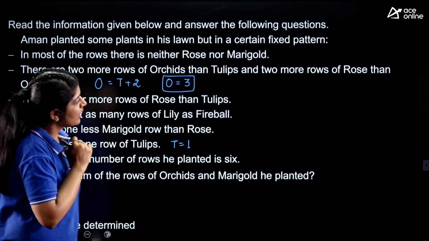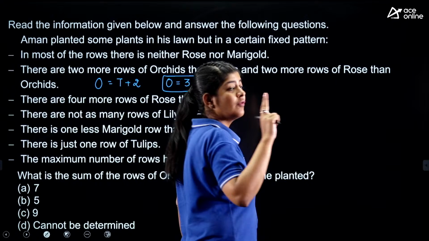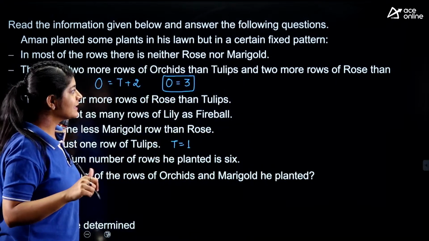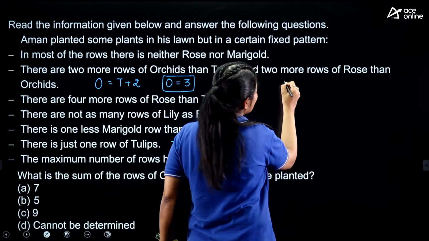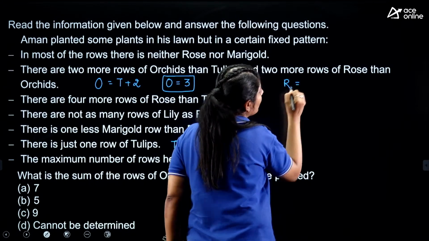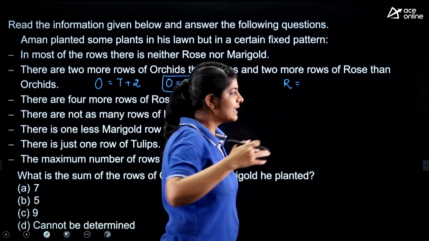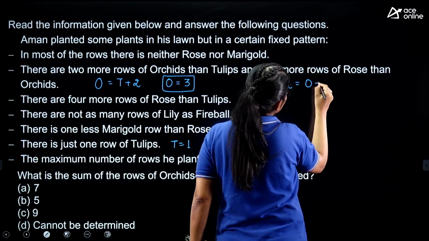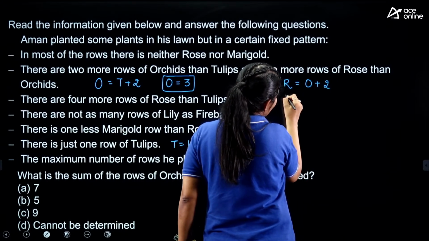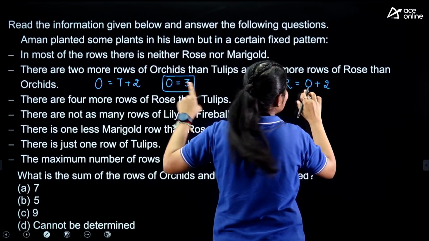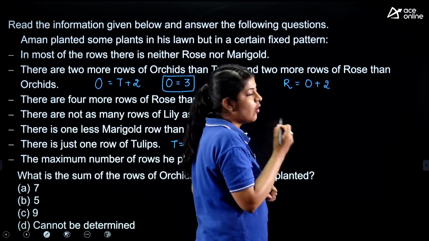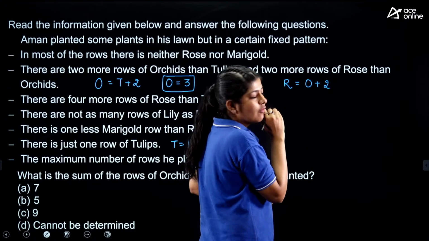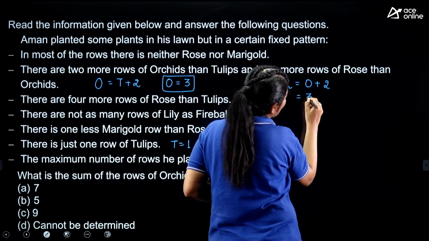Right? Next. And two more rows of rose than orchids. So the question is saying that if I have to figure out the number of rows of roses, it is nothing but orchid plus 2. So from this one, I have the value of number of rows of orchid. So I just simply substitute the value of O. And here what I got?